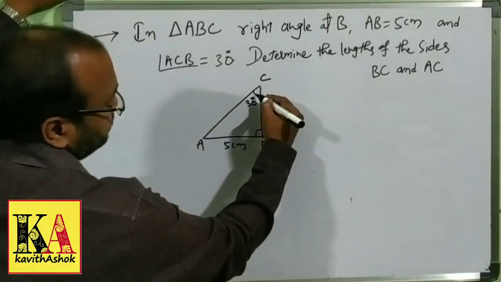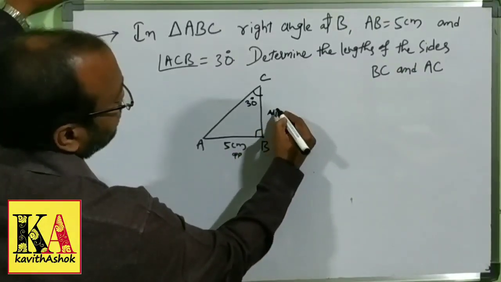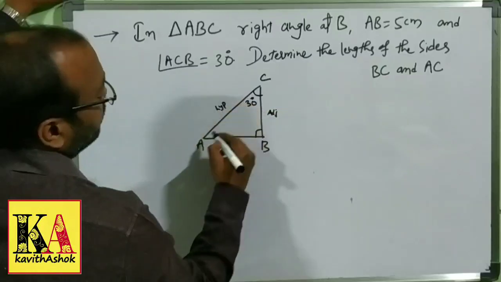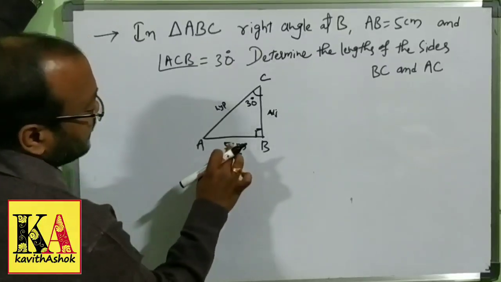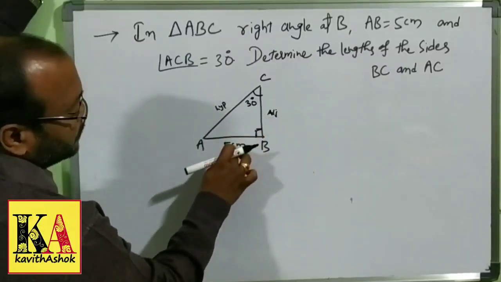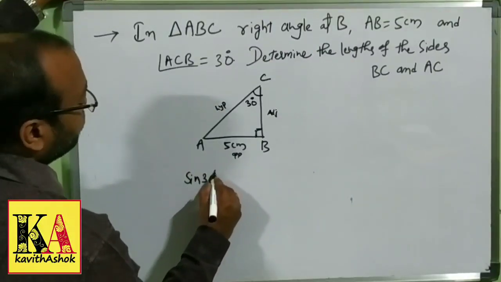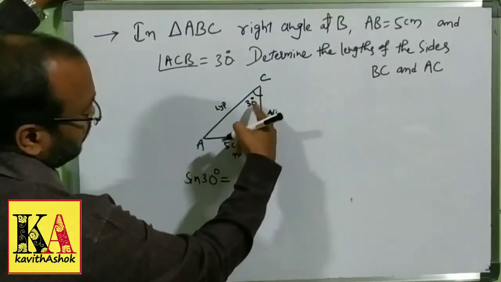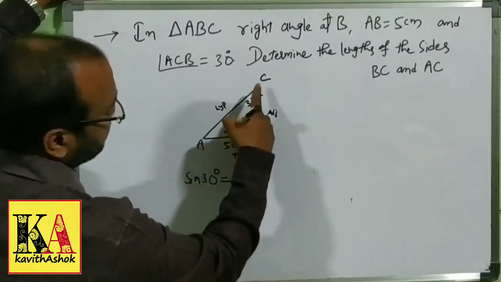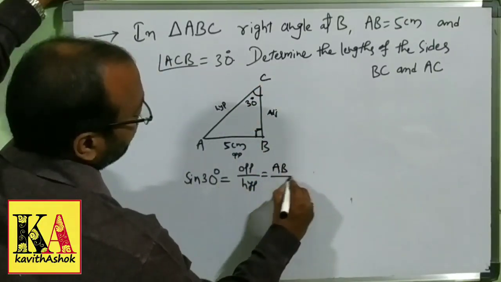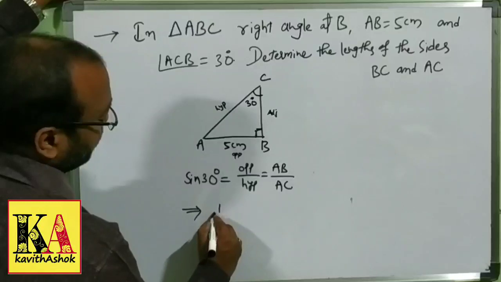If theta is here, this is the opposite side, and this is the adjacent side, and this is the hypotenuse. The side which is opposite to the right angle is always the hypotenuse, right? So what is the link between the angle and this length? Sin 30 degrees is equal to opposite side by hypotenuse. What is the opposite side? AB is the opposite side. What is the hypotenuse? AC. Right. Sin 30 is nothing but 1 by 2.